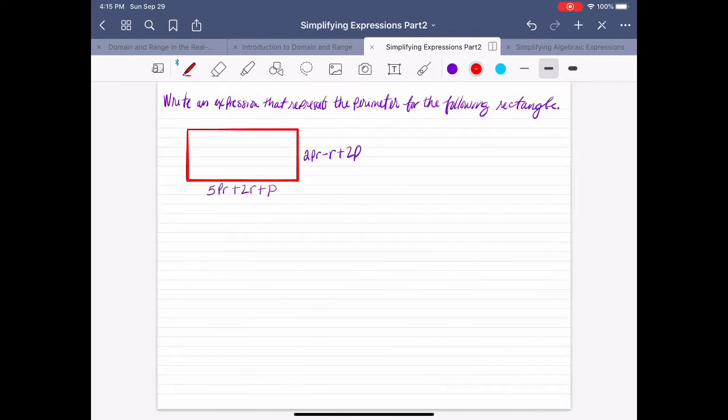Example 2. Write an expression that represents the perimeter for the following rectangle. So remember, the perimeter of a shape means adding up all the way around. So notice that you will add the length 2 times. So let's do this the easy way. 2 times 5pr plus 2r plus p. Plus, you'll also end up adding the width 2 times. So multiply that by 2 as well.